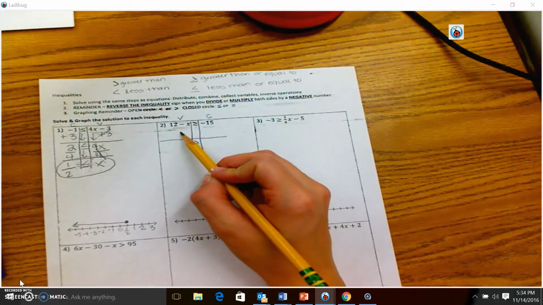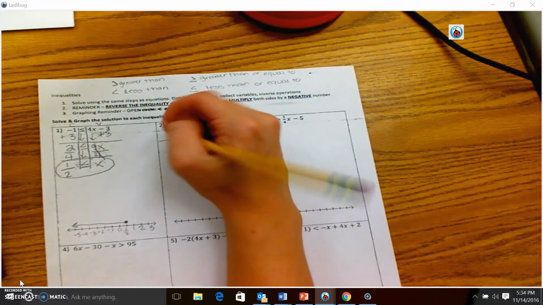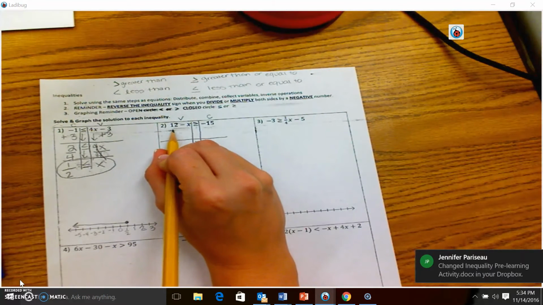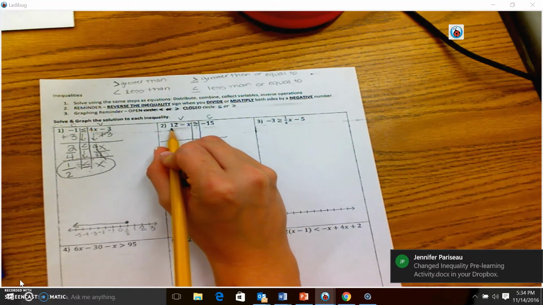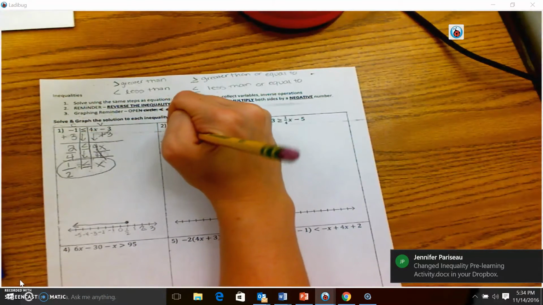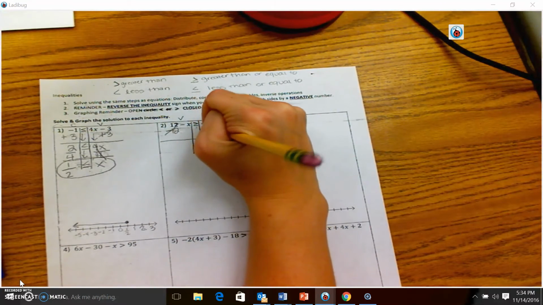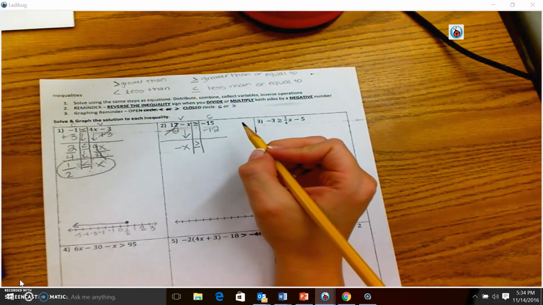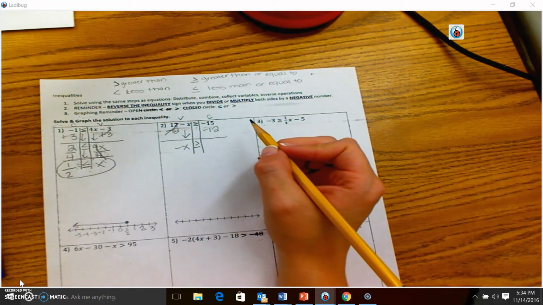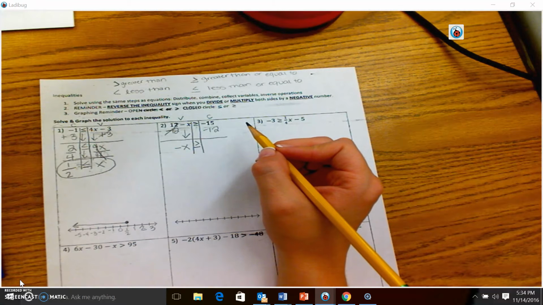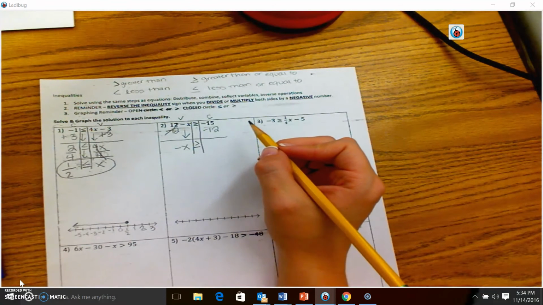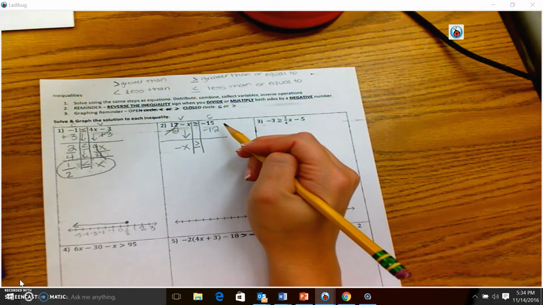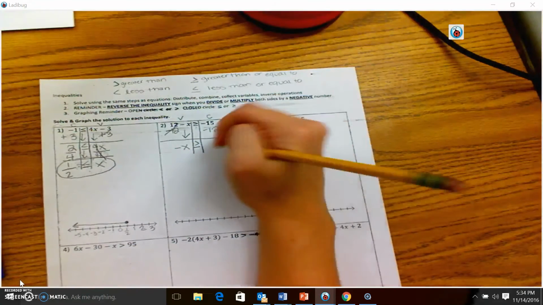So starting here, I need to move over my 12 because that is not a variable. So how I do that is I subtract 12. And whatever you do to one side, you do to the other. And I bring down my negative x. So now we need to calculate what negative 15 and negative 12 is. They're the same signs, so we add and keep, which will be negative 27.